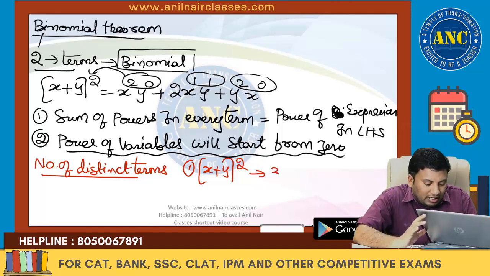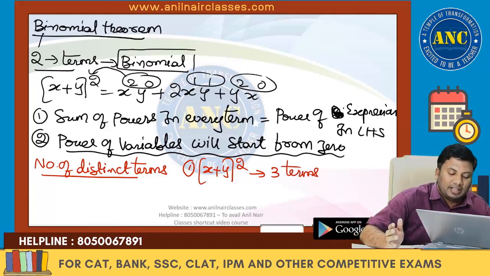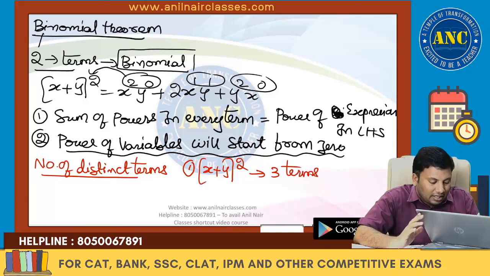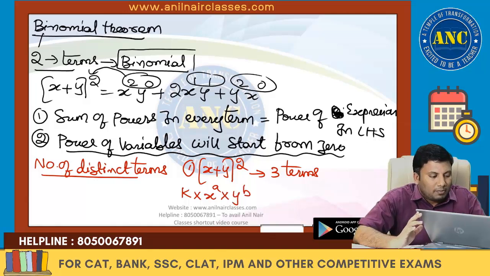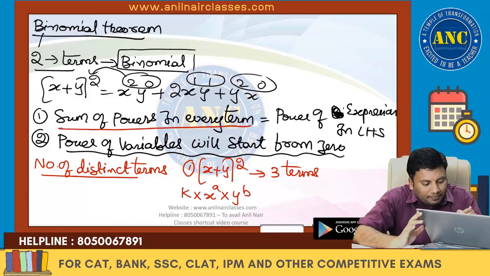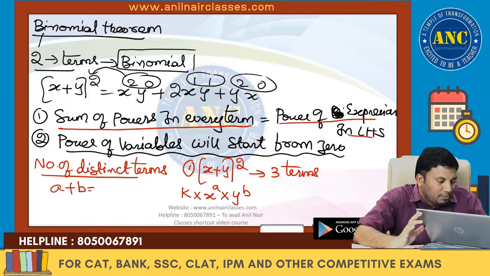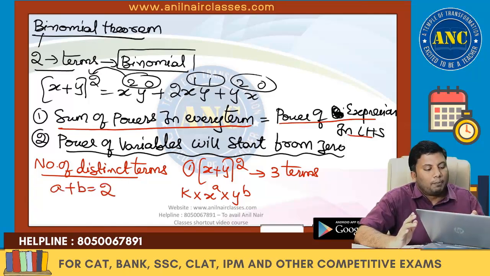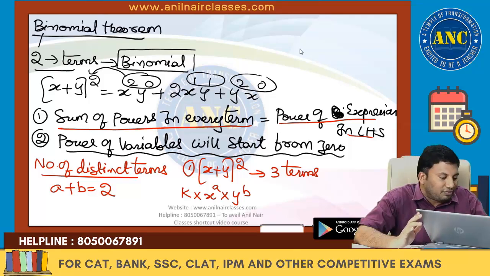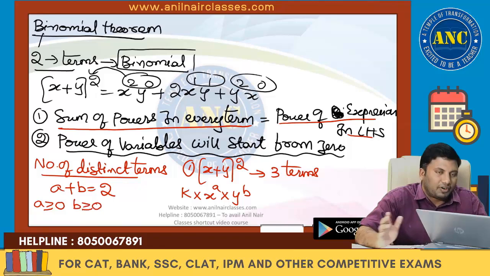I got 3 terms, but as the number of variables increases, finding the number of terms will be difficult. So it is nothing but 2 into x power a into y power b. Sum of the powers in every term should be equivalent to the power of the expression. So a plus b is equivalent to 2. Power of the variables can start from 0. A can start from 0. B can start from 0.